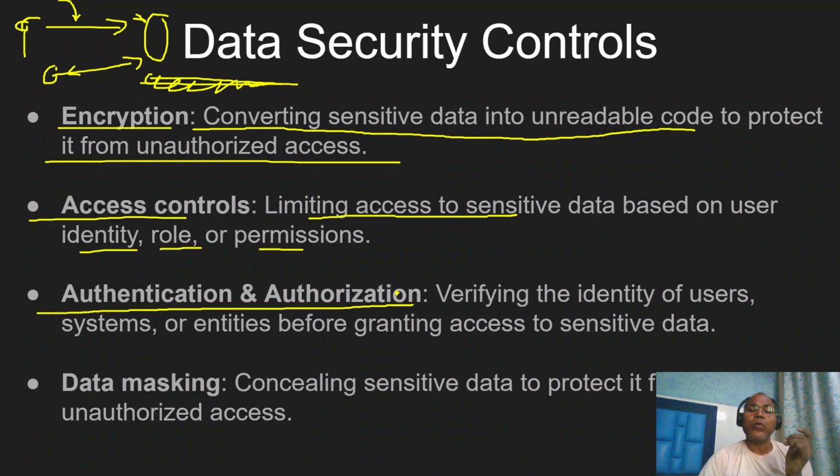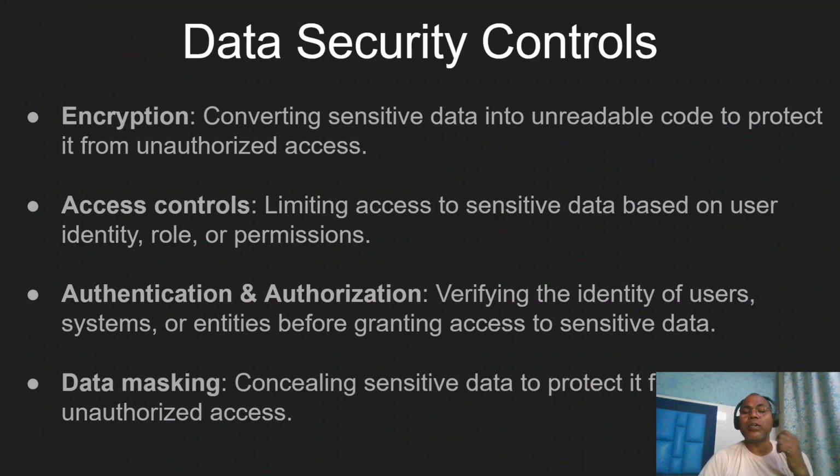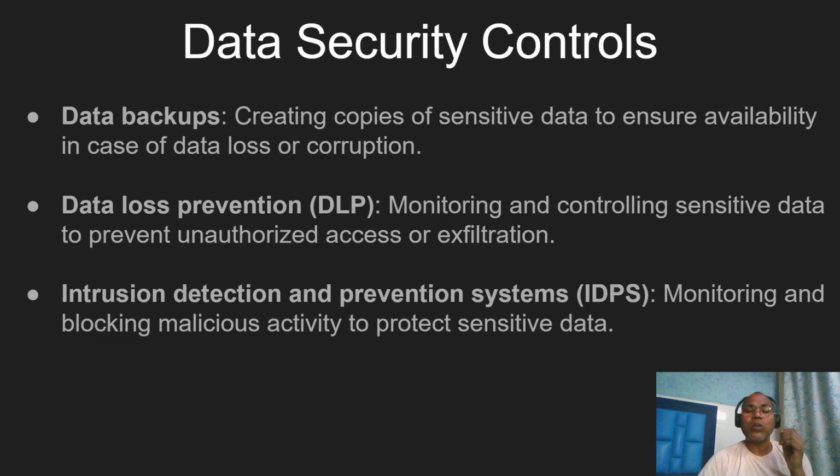And sometimes we also ensure data masking, protecting data from unauthorized access. There is encryption, data masking, and access control. These are some of the controls through which we ensure our data is protected. We can even keep a backup copy. Somehow, if someone loses your encrypted data, we still have a backup copy available.